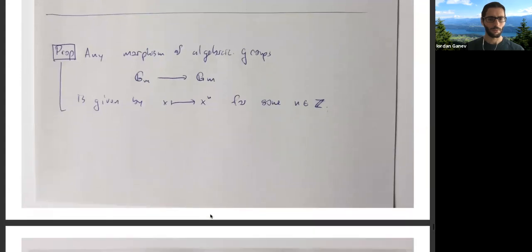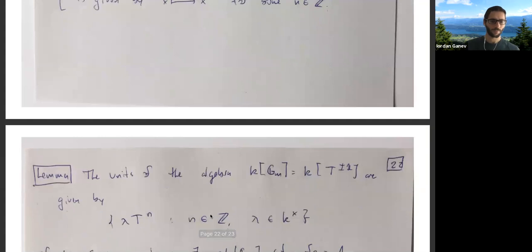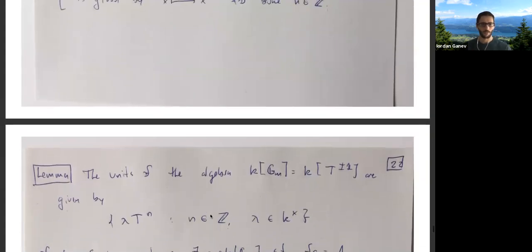So how does this work? First we need to do a bit of algebra. We need this lemma from commutative algebra. Maybe you've actually seen this in your algebra course. It says that the units of this algebra, so remember that the affine algebra of the multiplicative group is just Laurent polynomials in one variable, K[T, T inverse].